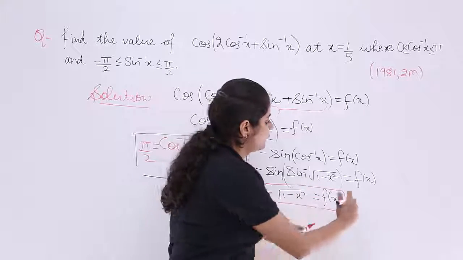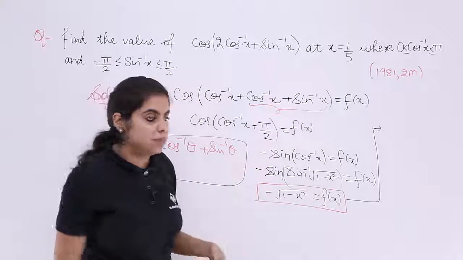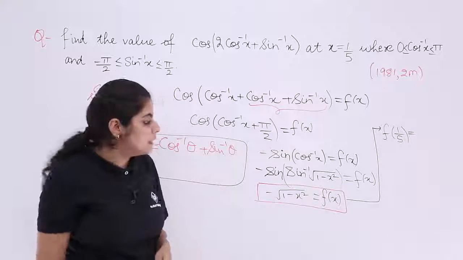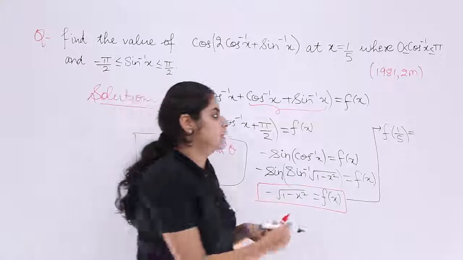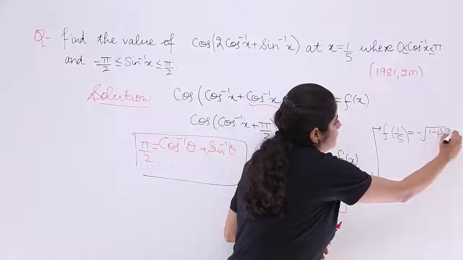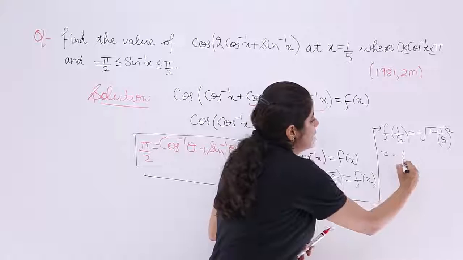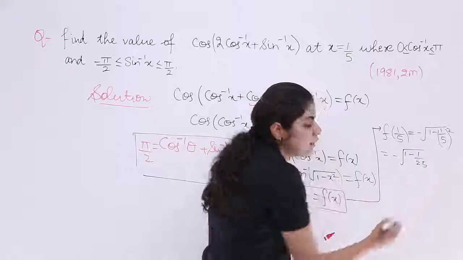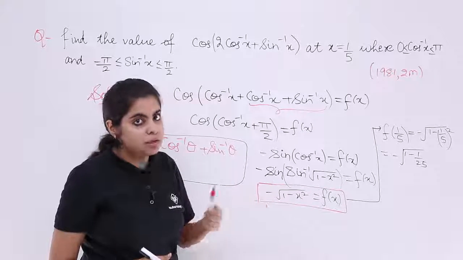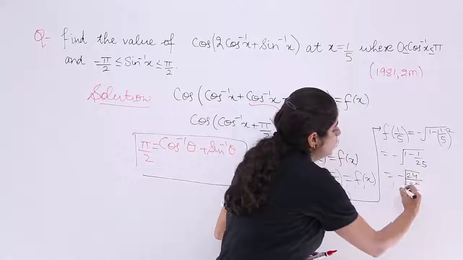So, moving further, now it would be f of 1 by 5. So, f of 1 by 5 is basically equal to what? It is nothing but minus under root 1 minus x square. So, it is minus under root 1 minus (1 by 5) whole square. What is 1 by 5 whole square? It is 1 by 25. So, it is minus under root 1 minus 1 by 25, right? Now, taking the LCM, 25 minus 1 is 24. So, it becomes 24 upon 25. So, it is minus the root of 24 upon 25.